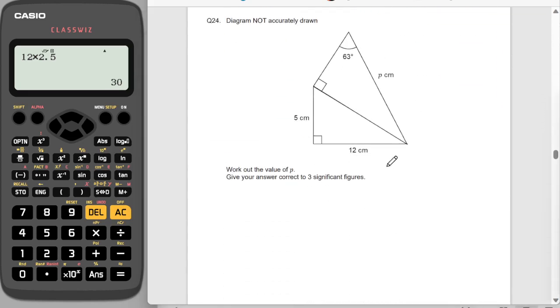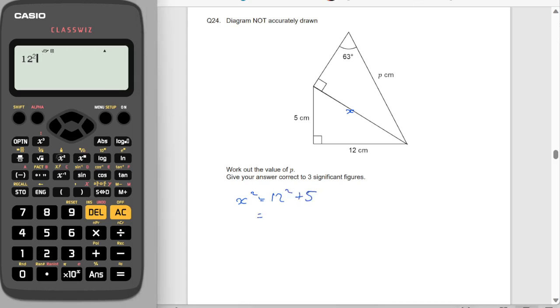Question 24, diagram not drawn accurately, work out the value of P. So we're going to have to work this length out first of all. So we've got Pythagoras here, and then we're going to have to use trigonometry here. So x squared is going to be equal to 12 squared plus 5 squared. So we've got 169. And the square root of 169 is 13. So I know that x is 13.